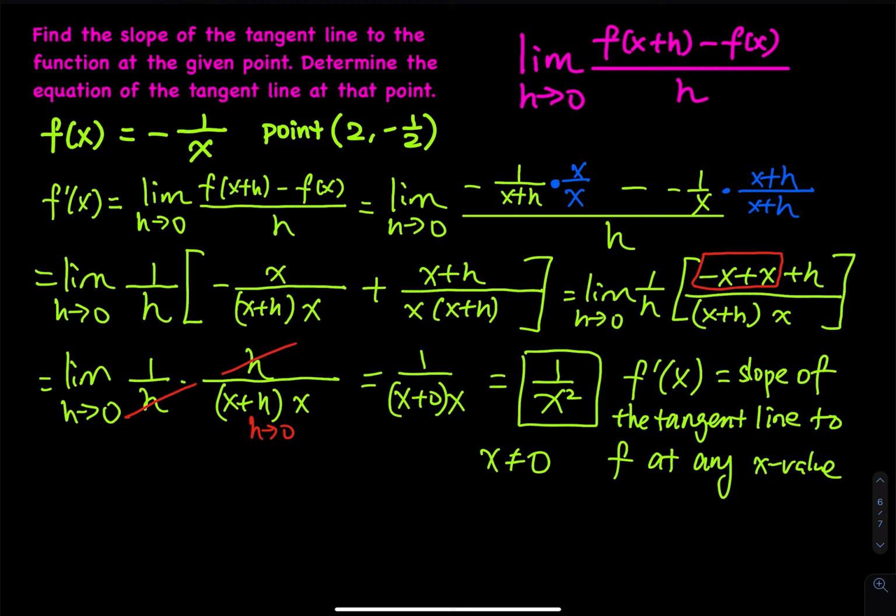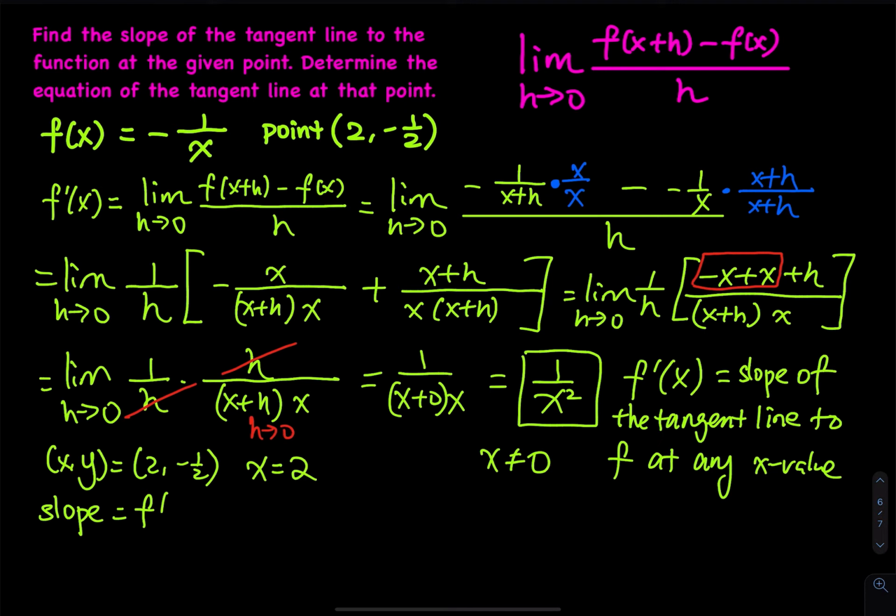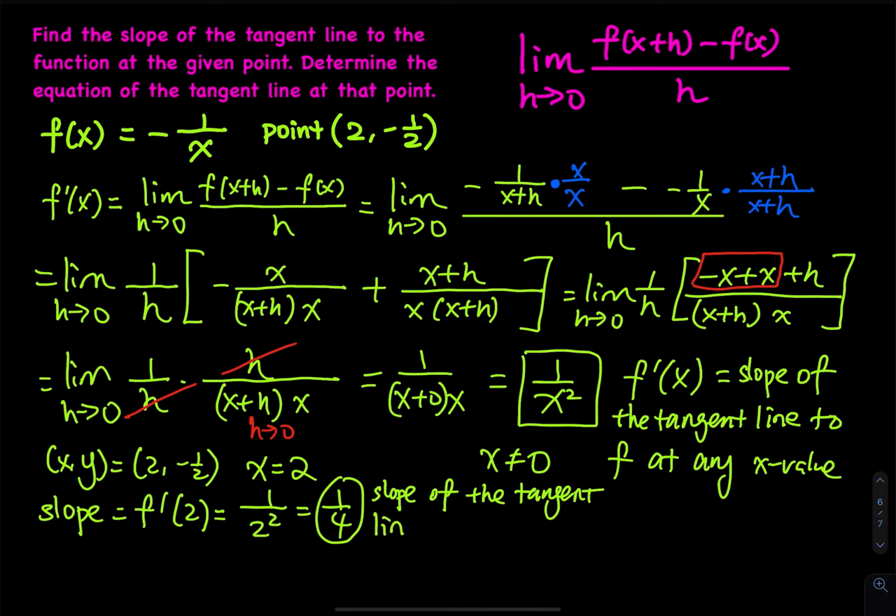Now, we have a point. The point is (2, negative 1/2), so x comma y is equal to 2, negative 1/2. That means x is equal to 2. And then the slope is equal to f prime of 2, that is 1 divided by 2 squared, that is 1 over 4. So this is the slope of the tangent line to the function at (2, negative 1/2).